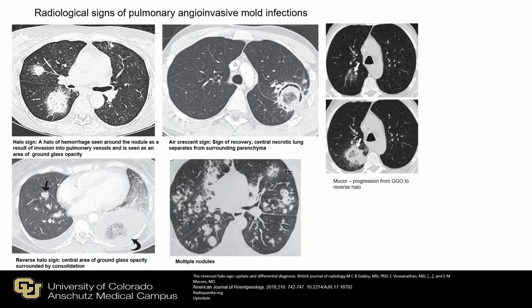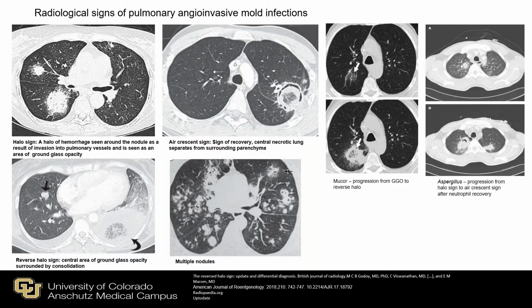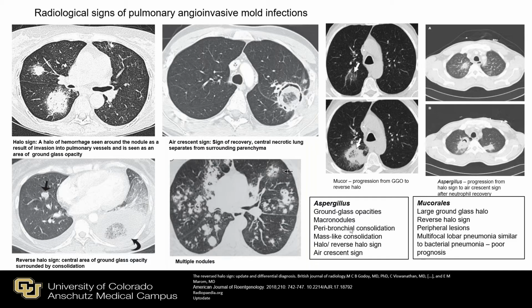And this is a patient with, and then it became a reverse halo sign. And this is a patient with aspergillosis, which started as a halo sign, and now you see air crescent sign after neutrophil recovery. And so, the main thing is with Mucorales, you see a larger ground glass halo because of how aggressive they are with inflammation. You see the reverse halo sign much more commonly than the halo sign.